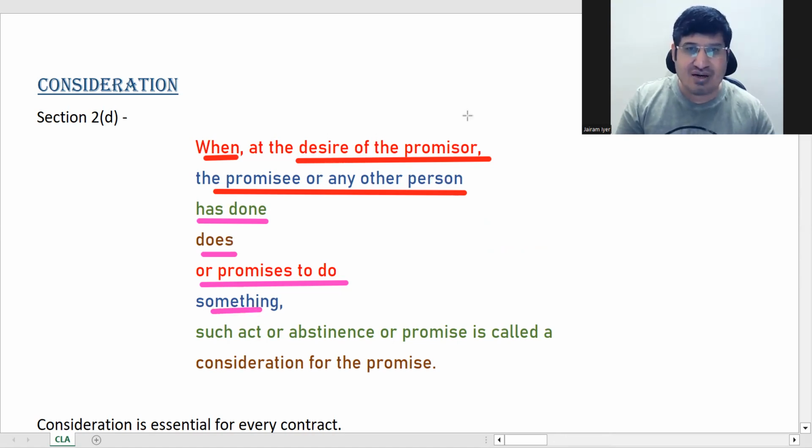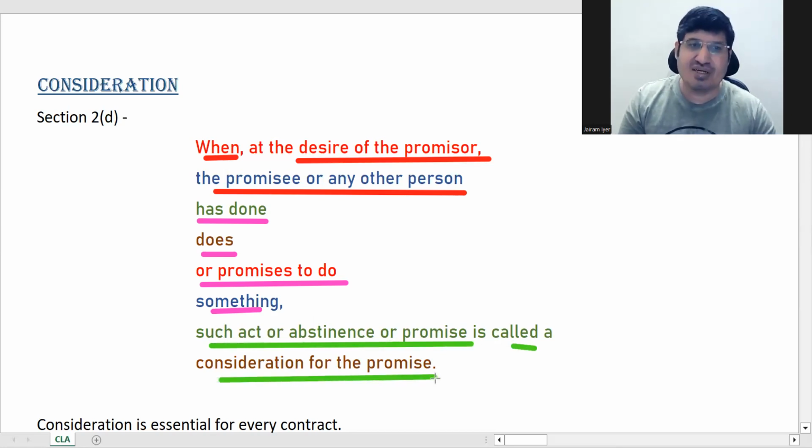Then such act or abstinence or promise is called consideration for the promise. Okay. This is how it is decided. Abstinence is not doing something. Okay. The contract can be for a positive act or a negative act.